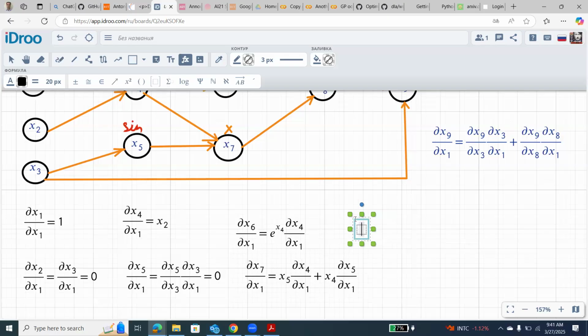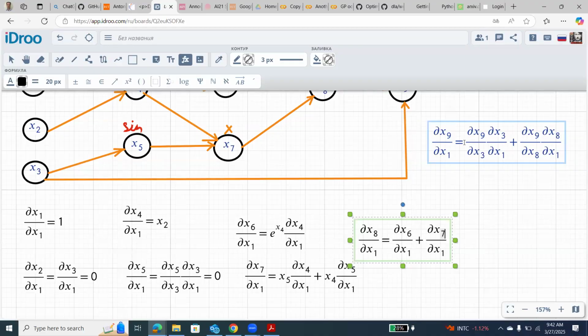So now we should calculate the derivative of x8 with respect to x1, and then we can use our formula for the derivative of x9 with respect to x1, which uses x8 and x3. The derivative of x8, which was the sum of x7 and x6. The derivative of the sum is the sum of derivatives, so it will be just x6 with respect to x1 plus x7 with respect to x1, which we calculated on previous.